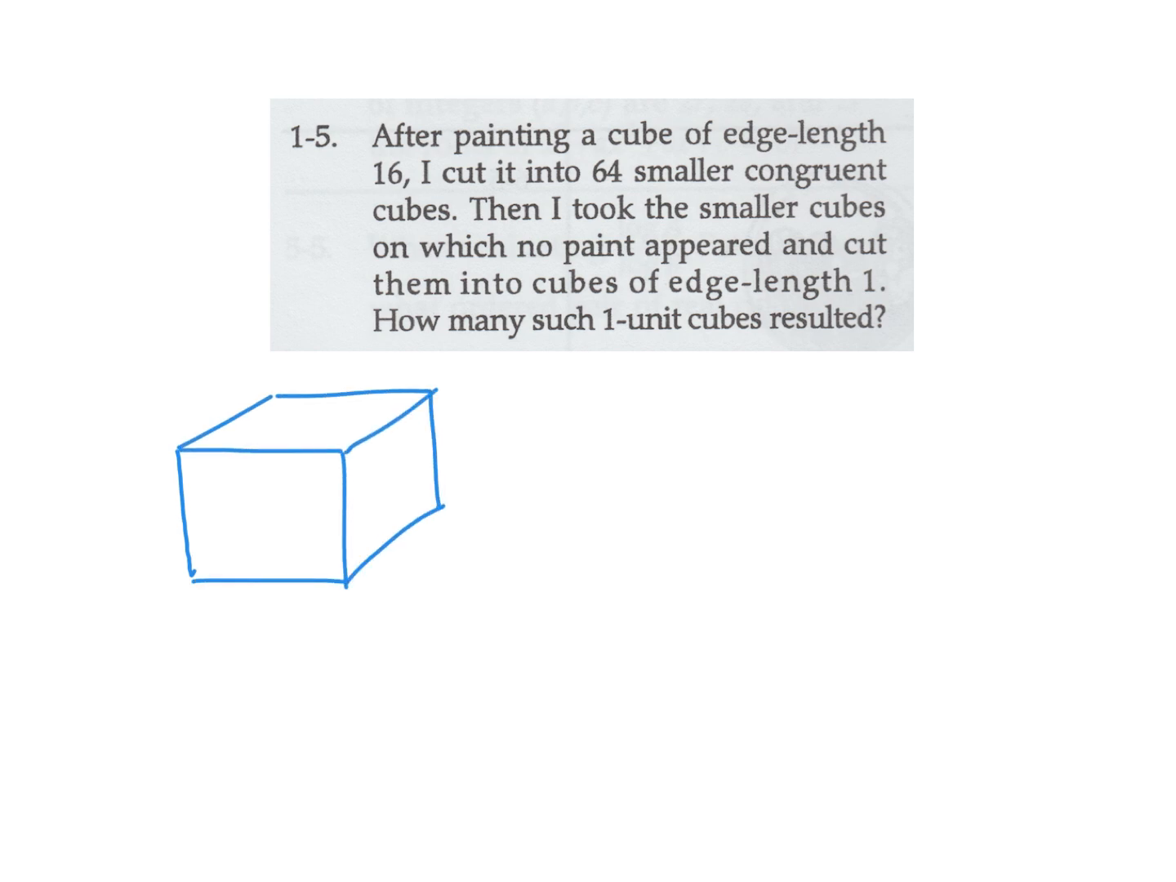So here's the original cube, and let's label it. Edge length is 16. They're saying it's cut into 64 smaller cubes. If the original cube was 16 times 16 times 16, that is 4096 total volume. Now you're taking that total volume and dividing it by 64, because 64 smaller cubes. So each of those smaller cubes has a volume of 64.